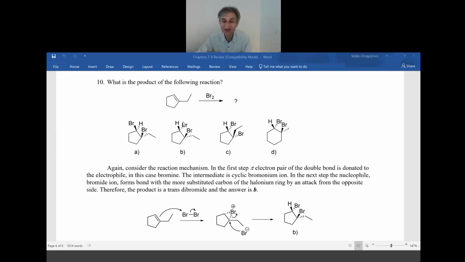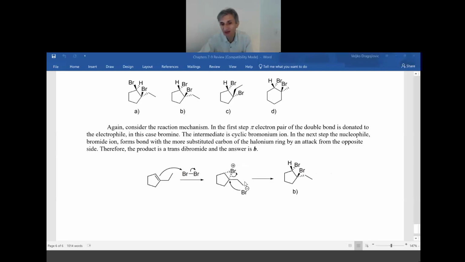So that looks like a correct answer. And C is also cis. In case of A, both bromines are above the plane of the ring. That's cis. C is also cis, both below the plane of the ring. Both on the same side of the ring. Both above or both below is cis. Addition of bromine or chlorine across a double bond gives the trans product. So B is the correct answer. And you can consider the reaction mechanism, and that will help you.